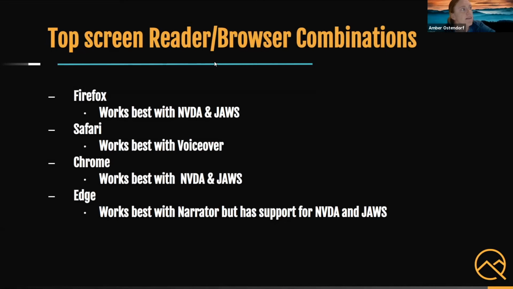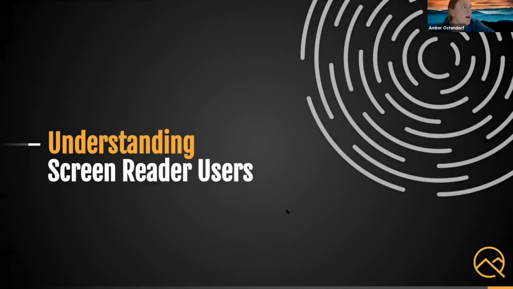So here are the top reader and browser combinations that work the best. Firefox and Chrome work the best with NVDA and JAWS. Safari, as you can imagine, works best with VoiceOver, and Edge works the best with Narrator, but there is some support for NVDA and JAWS. So those are the ones that you likely want to touch on when you're testing.